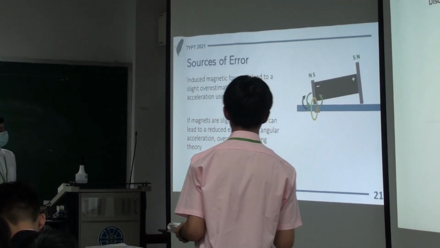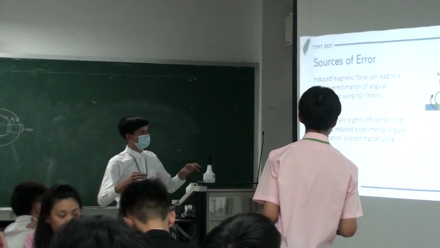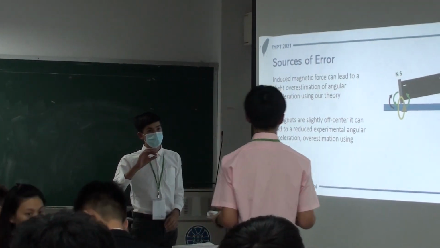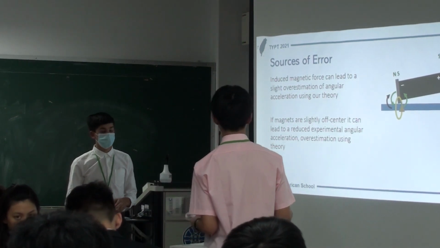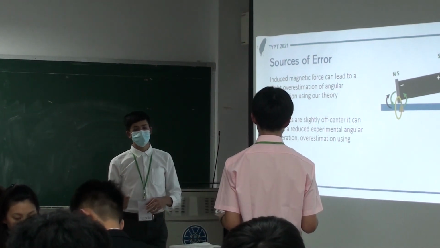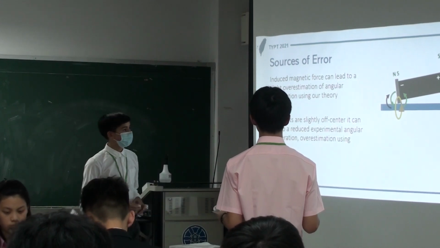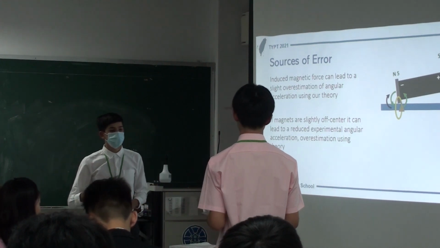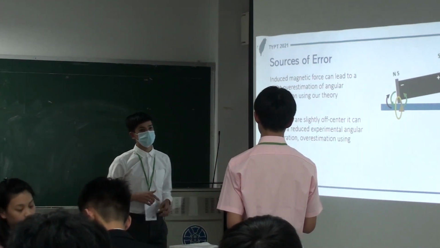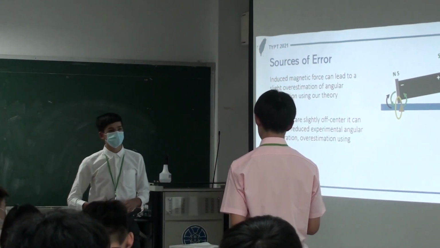Here, so basically, if the magnets are slightly off center, it can lead to error, and especially in the ones where the angular acceleration is very small, such mismatching can lead to a higher error. In addition to that, there may be an eddy current that opposes the magnetic force and goes in the opposite direction, which can lead to overestimation of the theory.